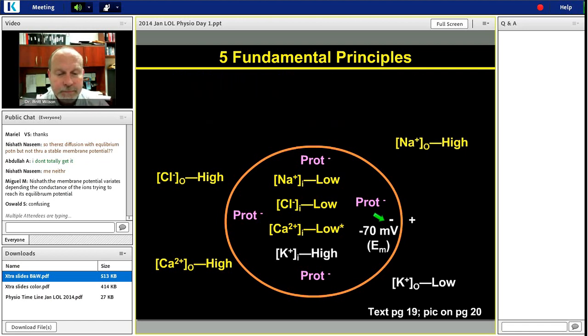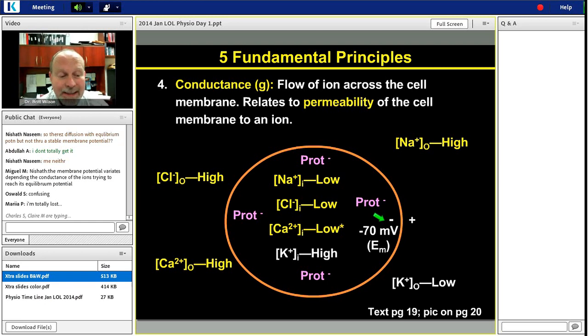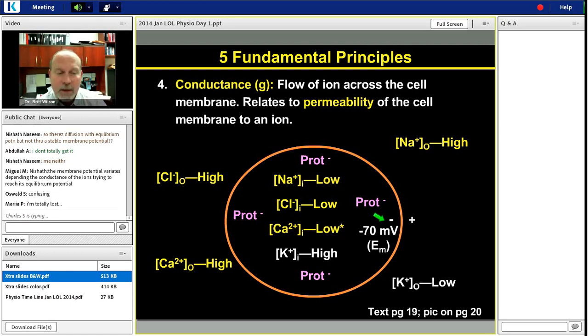Fourth is something called conductance. That's all right. Hang with me, Maria. You may be a little bit lost, but just hang with me. We'll work through. We're going to do lots of examples of this. Right now, we're just laying the framework.